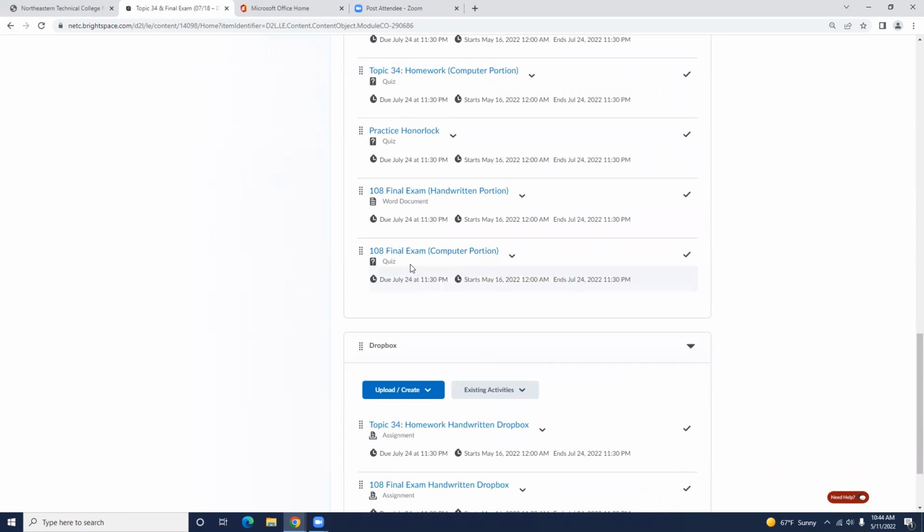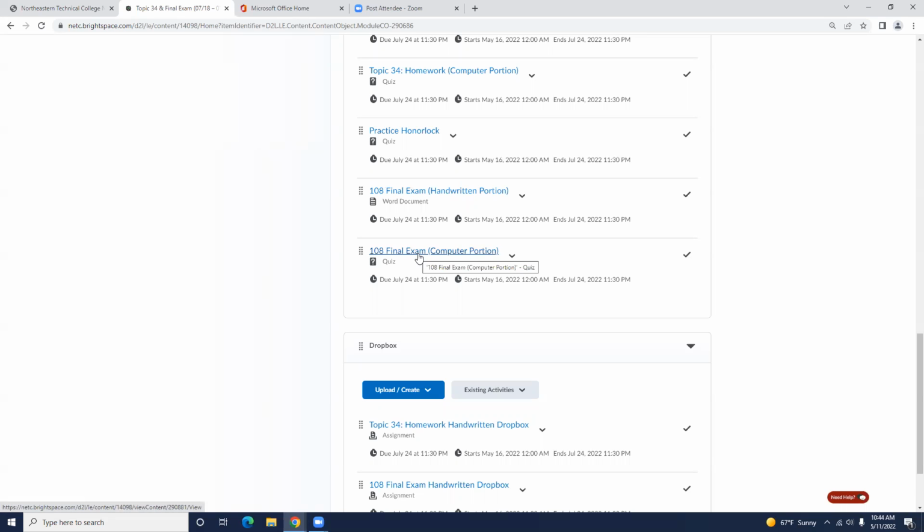So remember, for any assignment, homework or exam that has two portions, you have to first print or copy down the handwritten portion, then open the computer portion and do both portions at the same time.